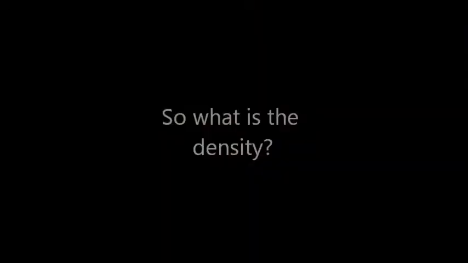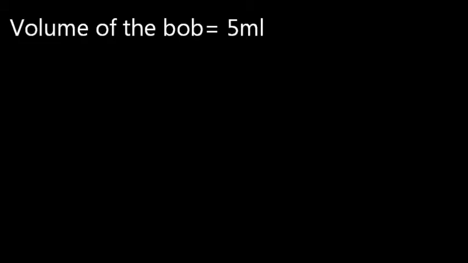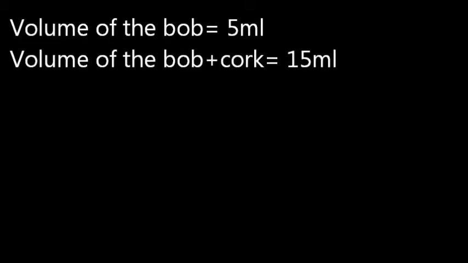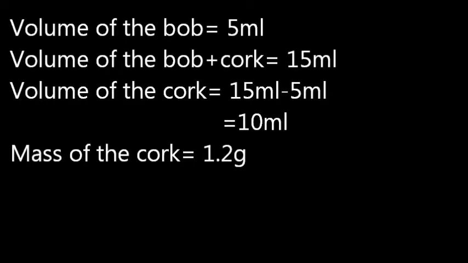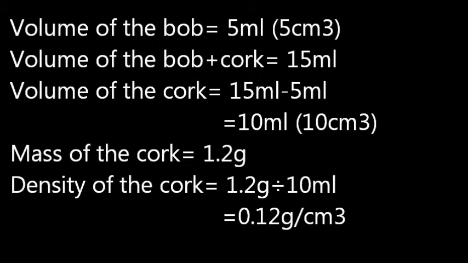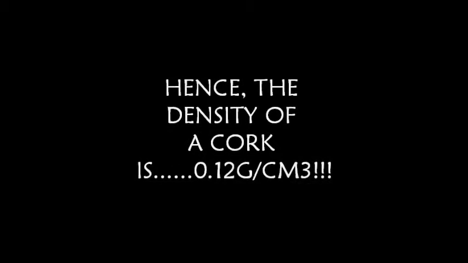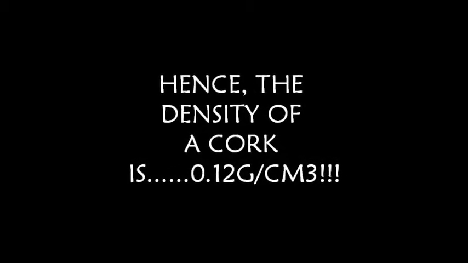So what is the density? Volume of the bob is 5 milliliters. The volume of the bob plus cork is 15 milliliters. Hence, the volume of the cork is 10 milliliters. Mass of the cork, 1.2 grams. Density of the cork, 1.2 grams divided by 10 ml equals 0.12 grams per cm cube. Hence, the density of a cork is 0.12 grams per cm cube.